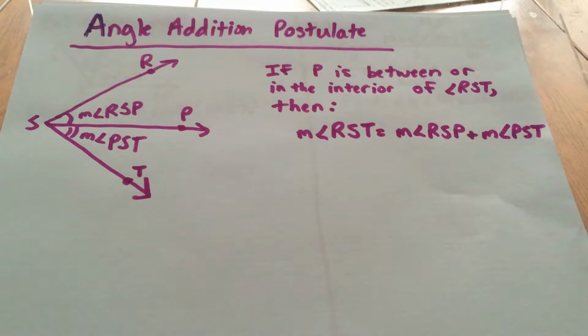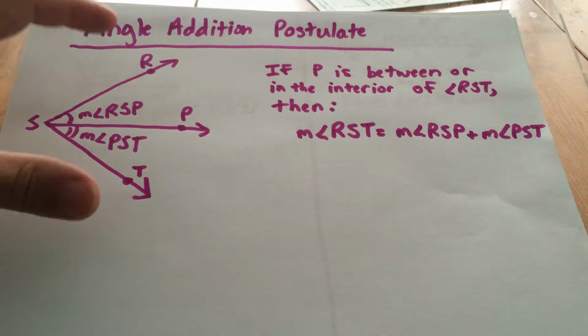Okay, so today we're talking about the angle addition postulate, and basically this is sort of like the supplement to the segment addition postulate that we talked about before. The same sort of thing that applied to the segment addition postulate is the same sort of thing you're going to expect from the angle addition postulate. So let's look at this angle here.